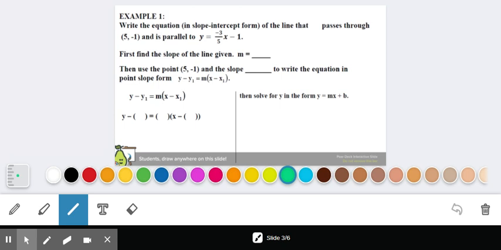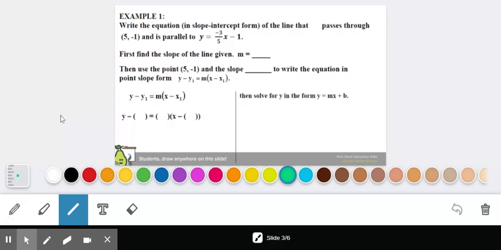These are the examples for your 7.5 notes. These are the notes that help you with writing lines that have parallel or perpendicular slopes once they give you a line. So we are going to go ahead and get started with example 1 right here.